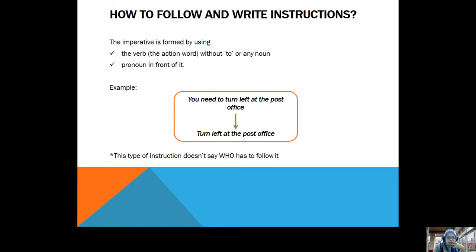This type of instruction doesn't say who has to follow it because it's for everybody. Okay, it's for everybody. If the person is only with you, okay, macam you bukan dia je, so it's clearly understood that the instruction is for her. Okay.